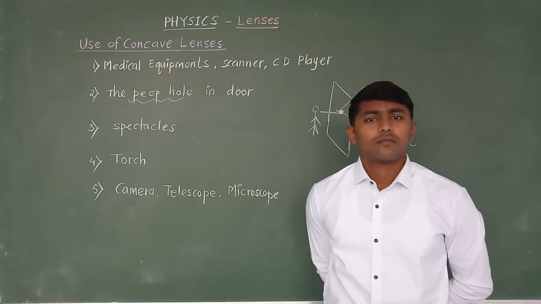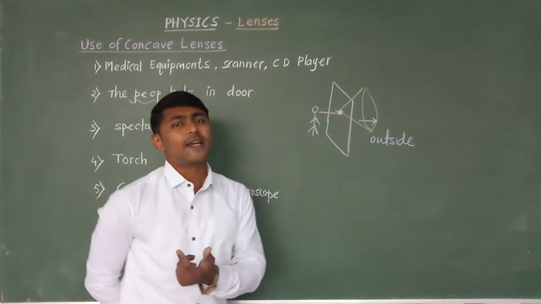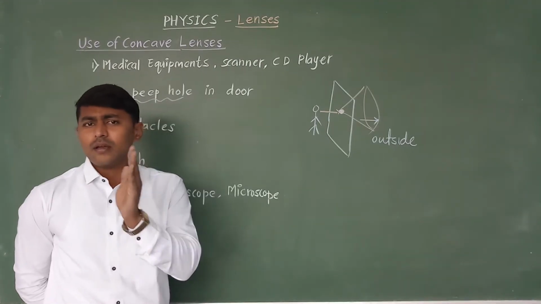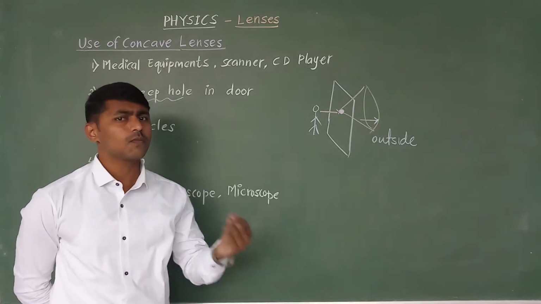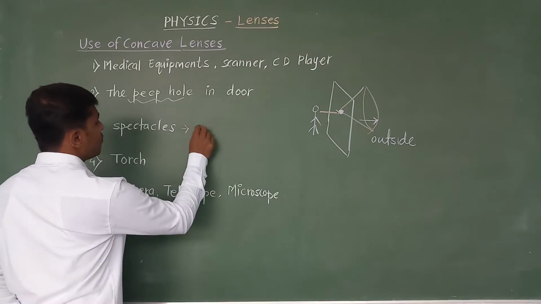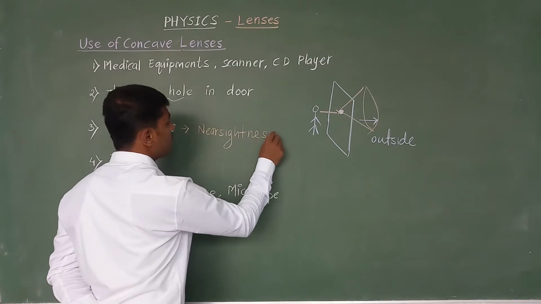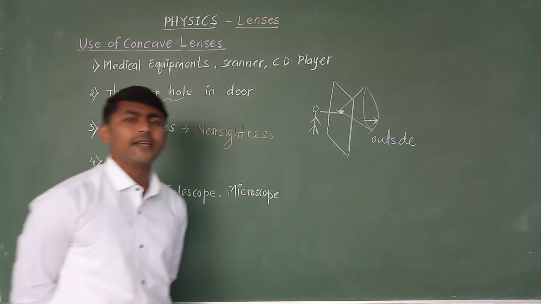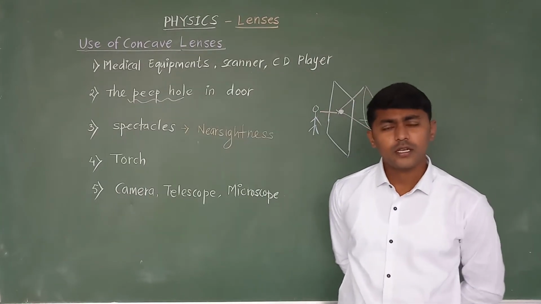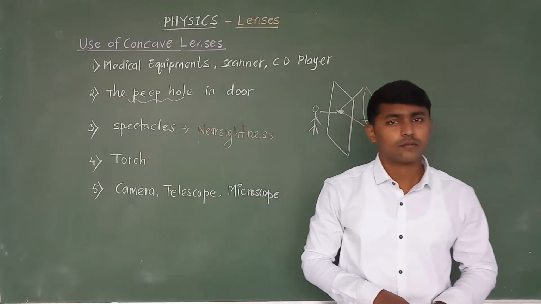Now, what is the third use? Spectacles. As we all know, we use spectacles, but go back to the previous lecture and remember in which spectacles we use concave lens. Yes, to overcome the defect of nearsightedness. To overcome nearsightedness, we use concave lenses in spectacles. So this is the use of concave lens in spectacles.